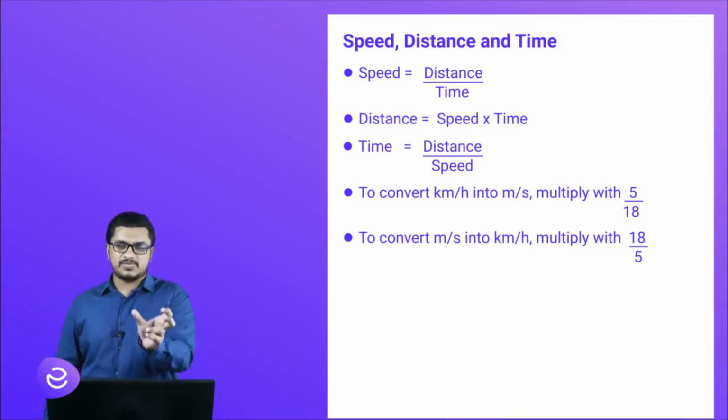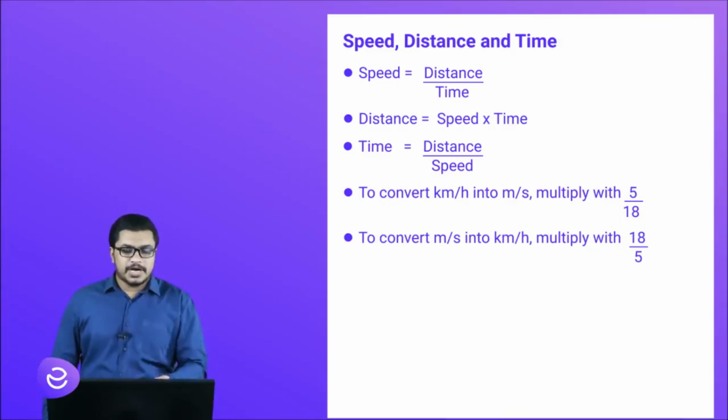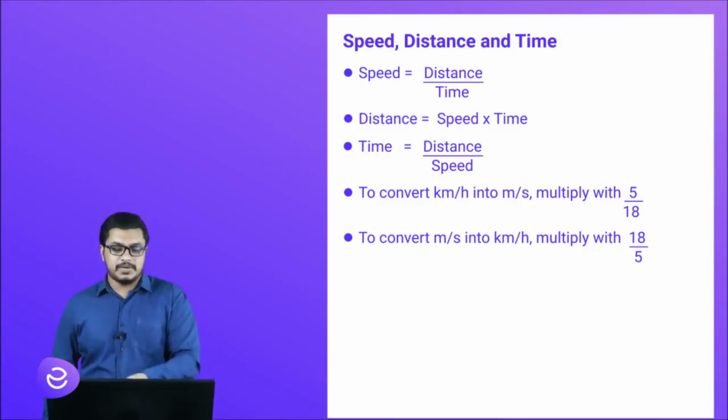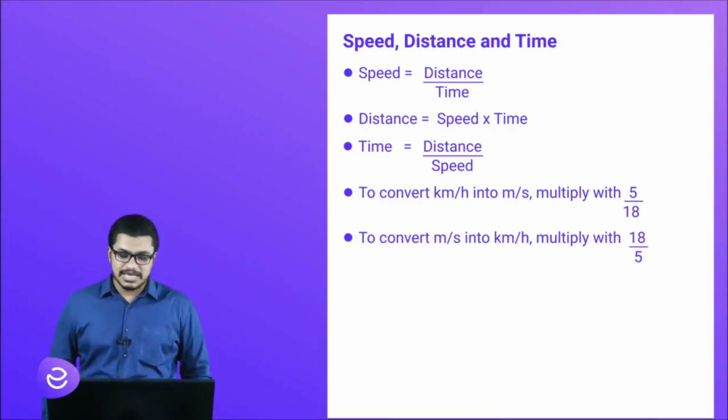So I'll just say it once more. To convert kilometer per hour into meter per second, multiply by 5 by 18. To convert meter per second into kilometer per hour, multiply by 18 by 5.